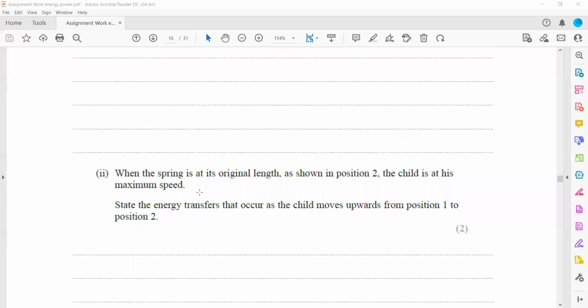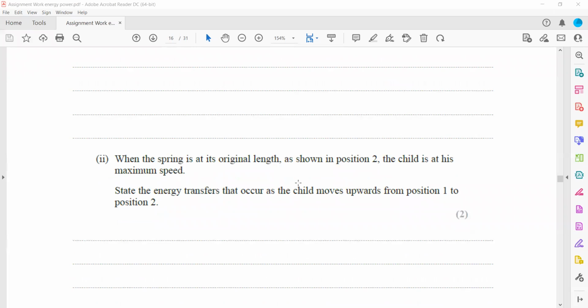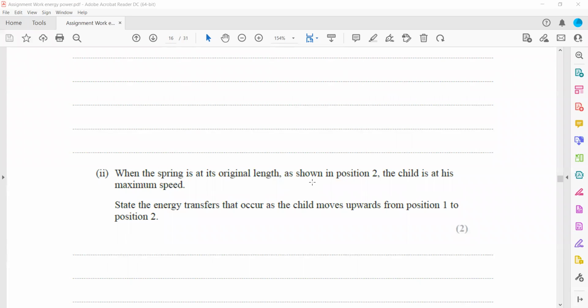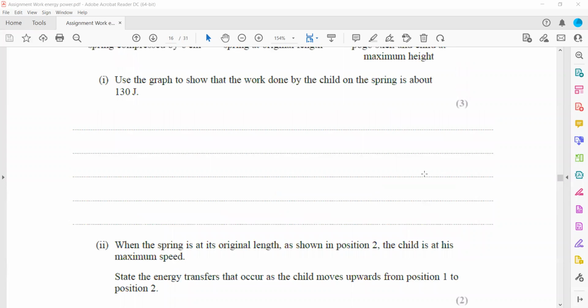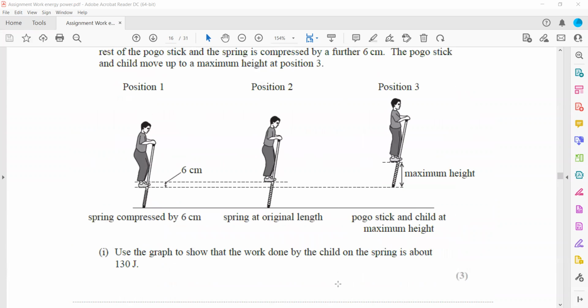And then when the spring is at its original length as shown, the child is at its maximum speed. State the energy transfer that occurs as the child moves upward from position 1 to position 2. So when the child is moving from position 1 to position 2, the elastic strain energy is converted into kinetic and potential, because he's at a certain height as well and he's moving as well. So kinetic plus potential both will be there.